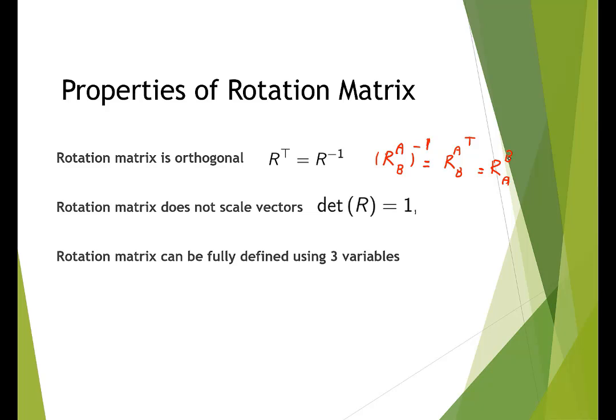Another feature is that the determinant of a rotation matrix is always 1. And finally, a rotation matrix can be defined fully using 3 variables. And as I showed, any rotation matrix is a combination of a rotation around X, a rotation around Y, and a rotation around the Z axis. That's what we're going to talk about in more detail in the next video lecture.